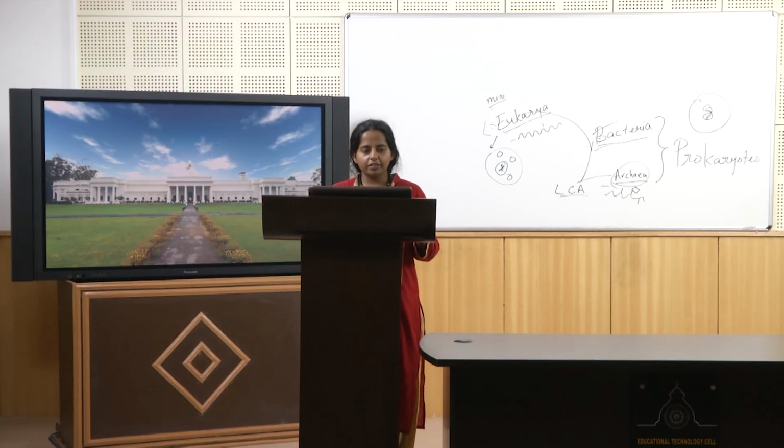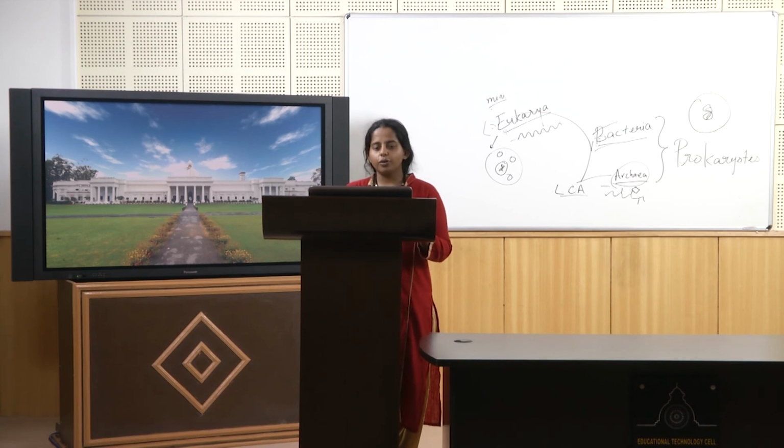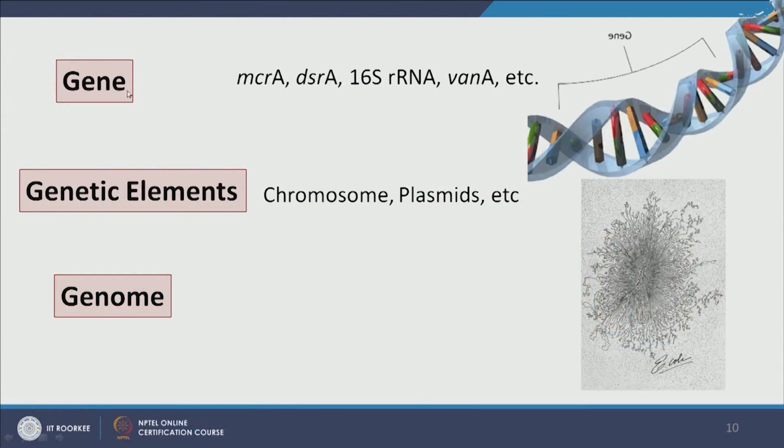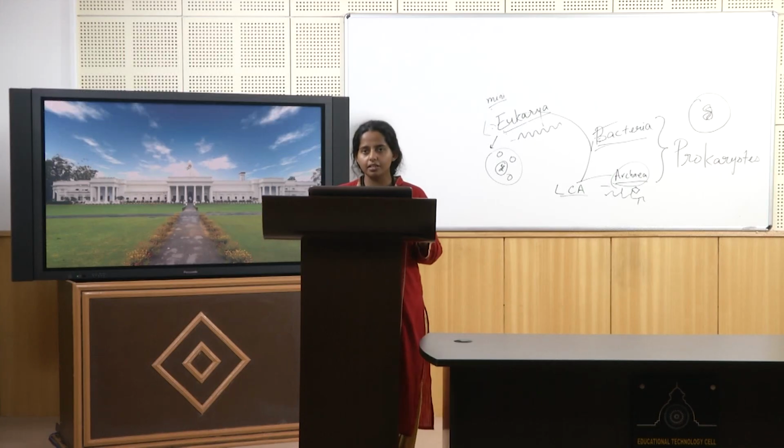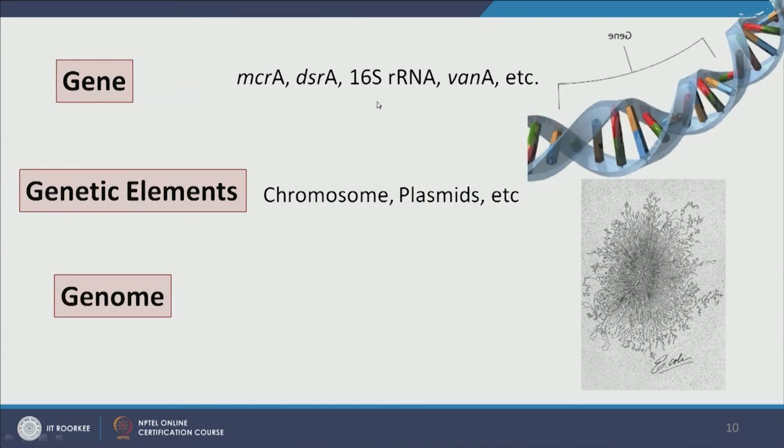So today we will only talk about basically what genes are, what genetic elements are, and what a genome is, and in the next lecture we'll go into more detail. So for now, what you need to understand is that a gene is the smallest size of information that a cell can decode. So this is like a sentence. In language, a sentence is the minimum complete set of information. So I have given names of some genes here, and we'll talk more about them in detail later. But mcrA, dsrA, 16S rRNA, vanA, these are names of genes that serve a particular information to the cell.